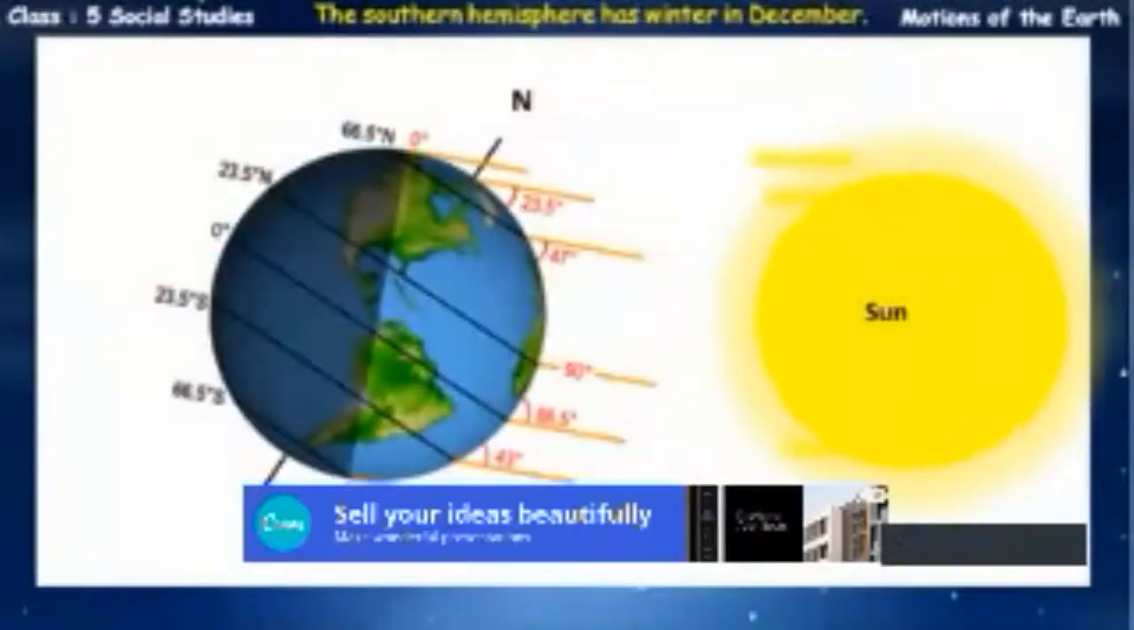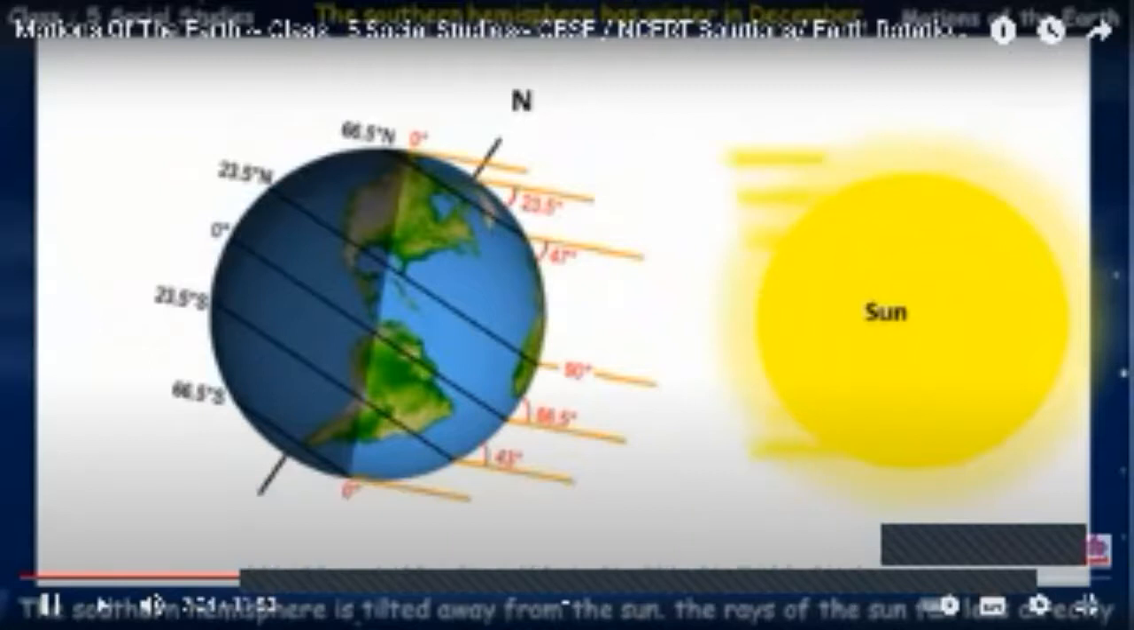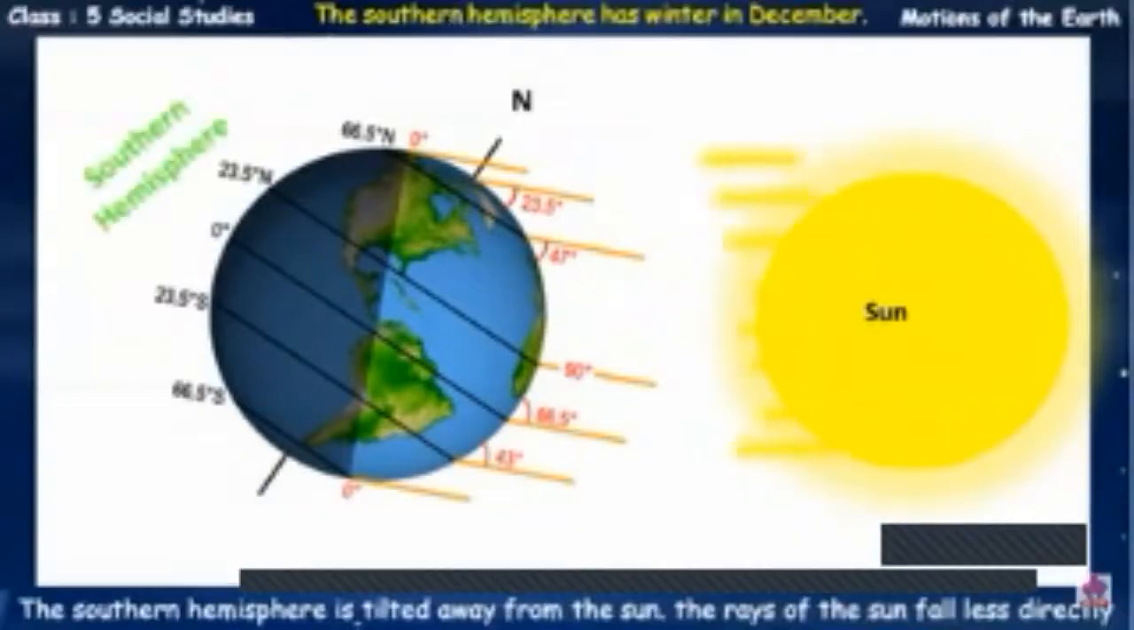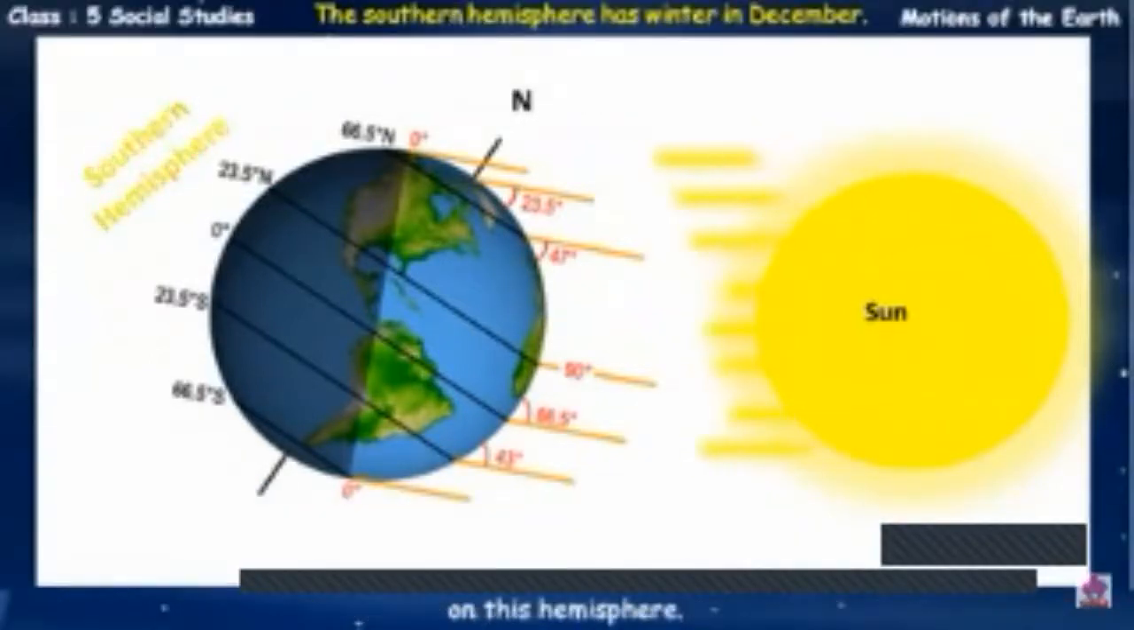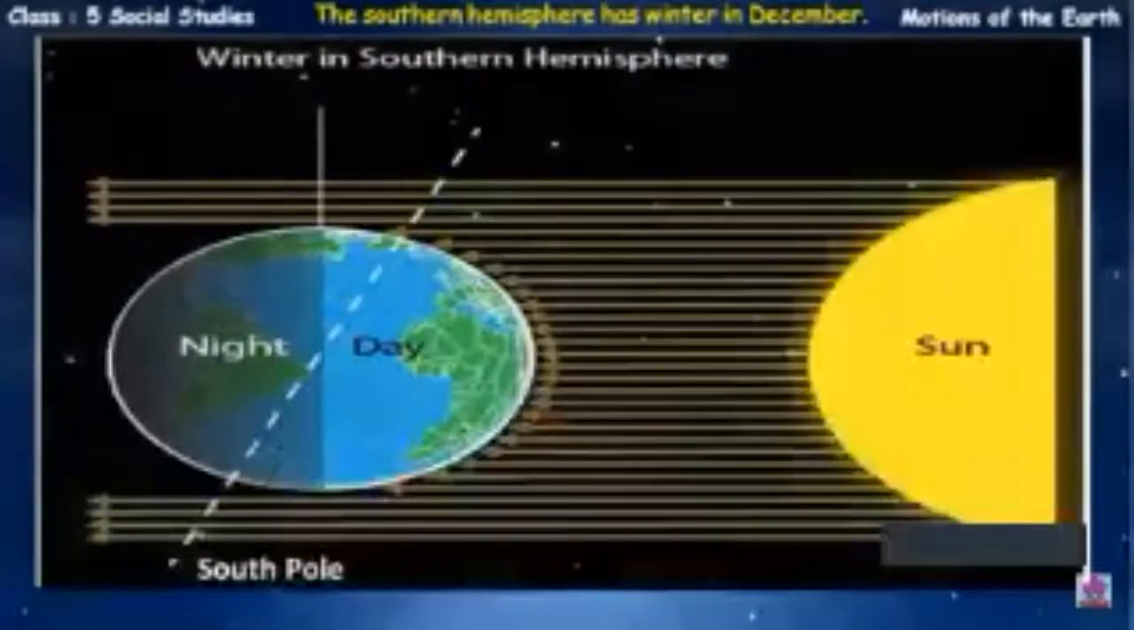The southern hemisphere has winter in June. The southern hemisphere is tilted away from the Sun. The rays of the Sun fall less directly on this hemisphere. Look at the globe to understand this. The days are short because the Sun rises late and sets early.